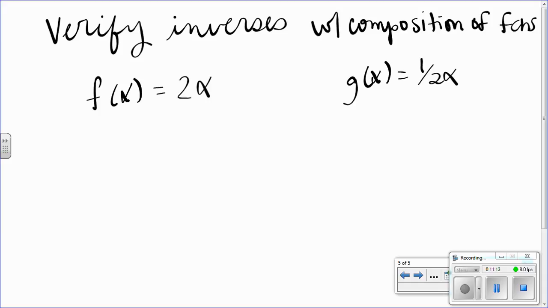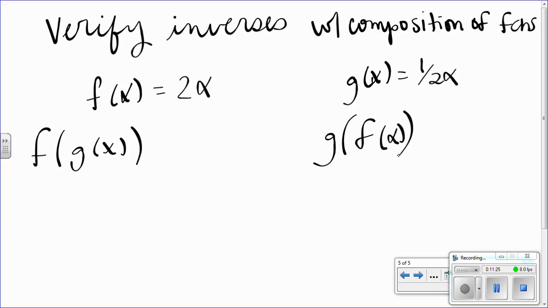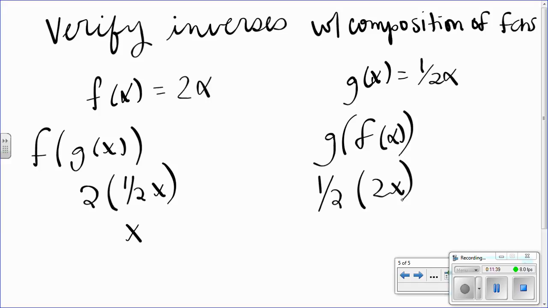In order to test to see if they're inverses of each other, you just compose them into each other. Find f of g of x and g of f of x. So 2 times 1 half x leaves you with just x, and 1 half times 2x leaves you with x. They are inverses because the answer for both is x. When you compose them and your answer is x, that tells you that they're inverses of each other.